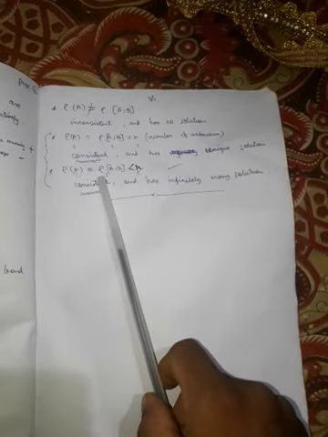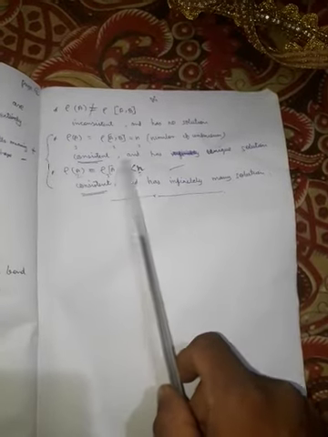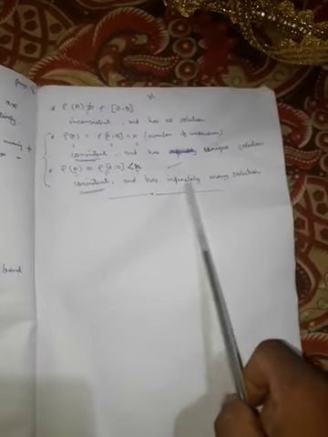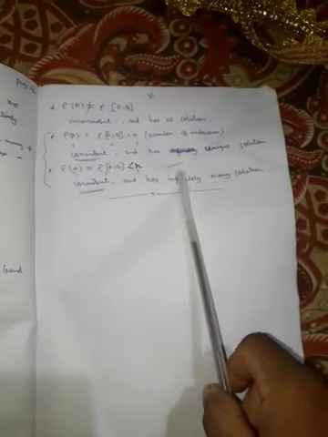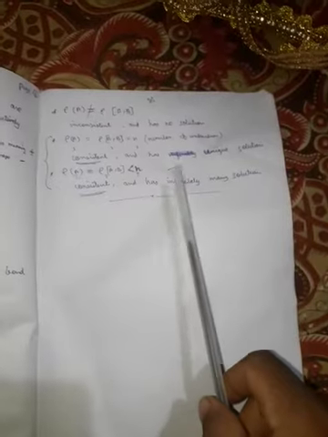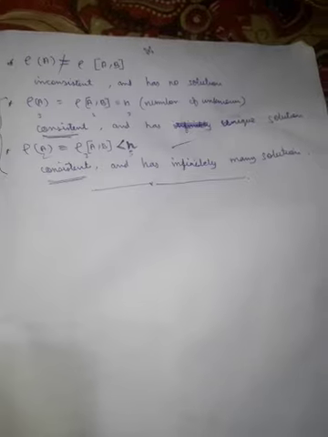Rank of A equal to rank of A comma B less than n: consistent and has infinitely many solutions. Infinitely many solutions meaning x, y and z have many solutions. Okay, so these 3 conditions are very important. Using these conditions we solve the first exercise.